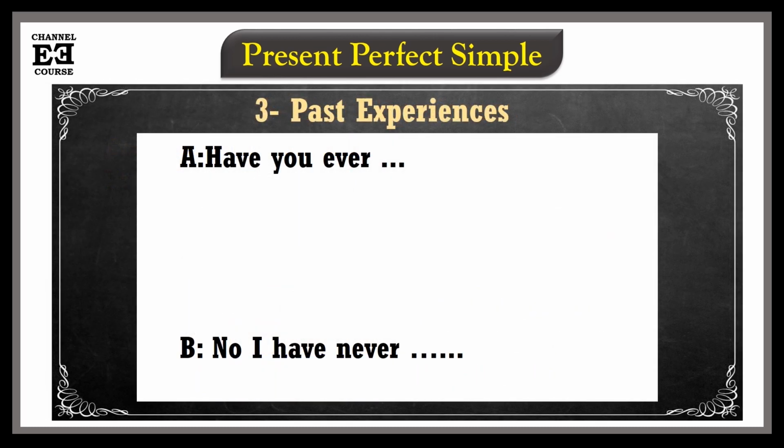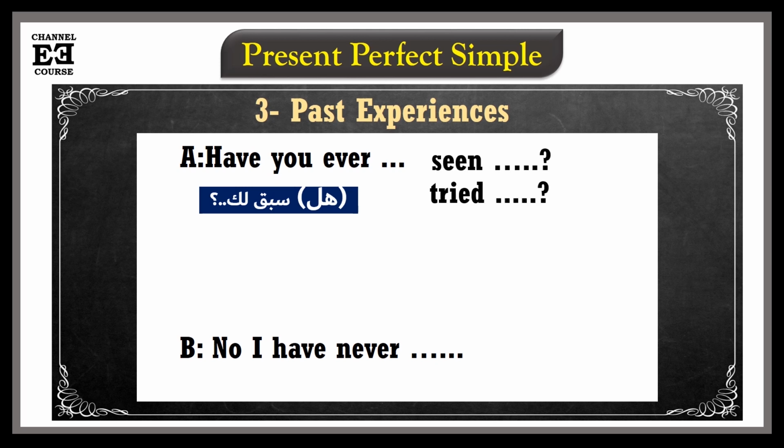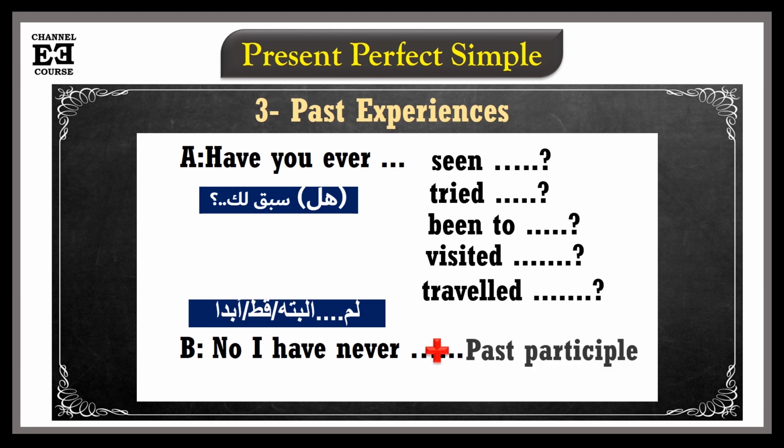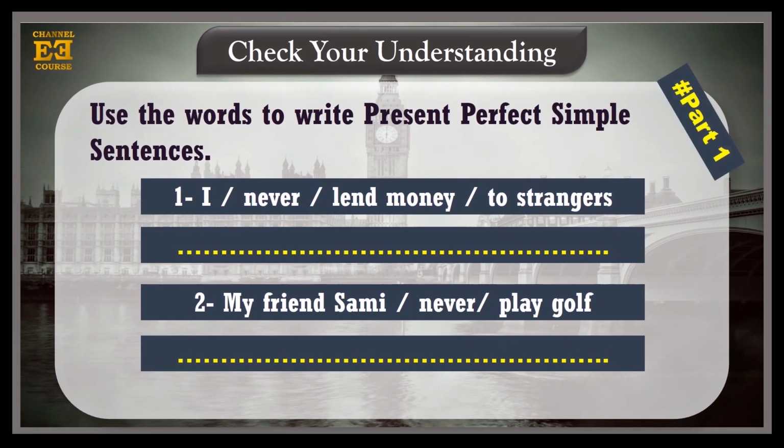Personally, I suggest learning these words within these structures. First, in questions related to experiences, we take these examples. Have you ever seen a cobra? Have you ever tried sushi? Have you ever been to India? Have you ever visited Taj Mahal? Have you ever traveled by train? Second, the answer can either be in the affirmative or the negative with has or have plus never plus past participle. I want you now to do this practice with the adverb never.